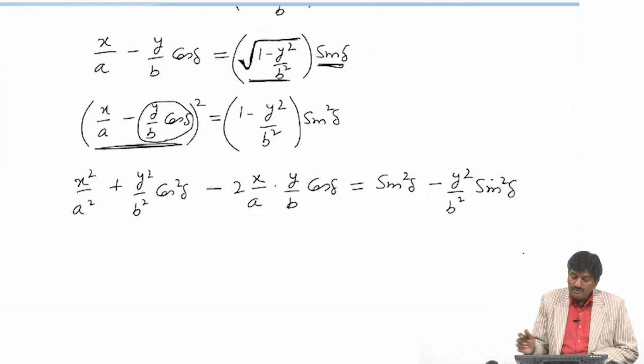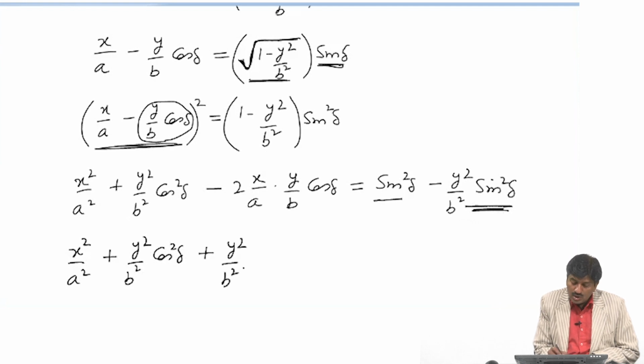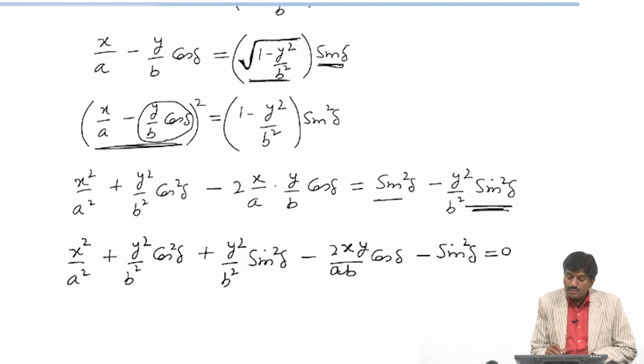And if we shift these two terms to the left side, it becomes x square upon a square plus y square upon b square cos square delta. If we shift this term, plus y square upon b square sin square delta minus twice x y upon a b cos delta minus sin square delta equal to 0.